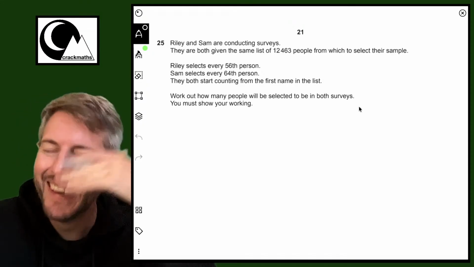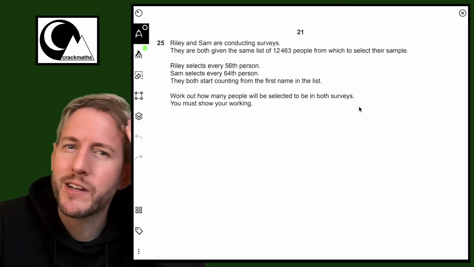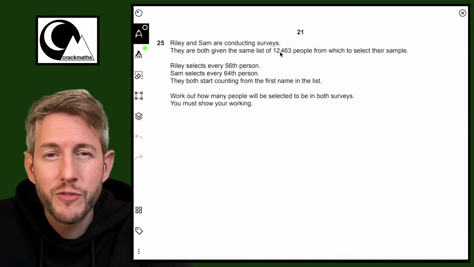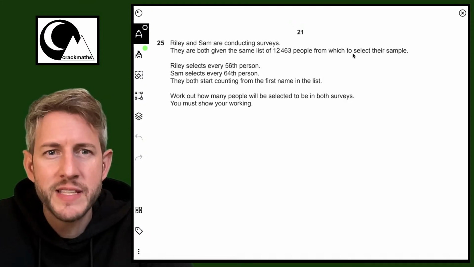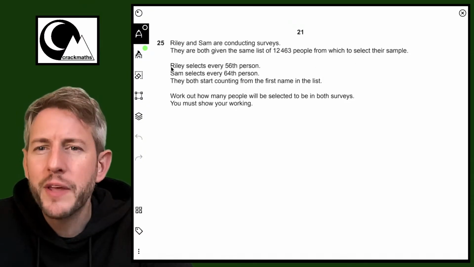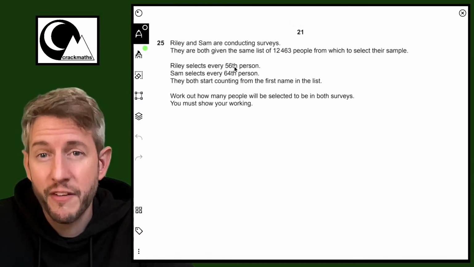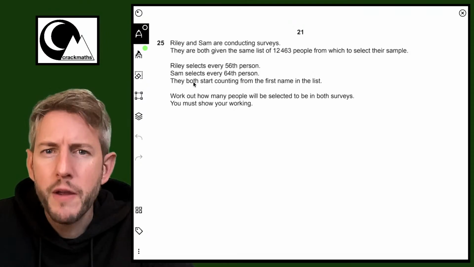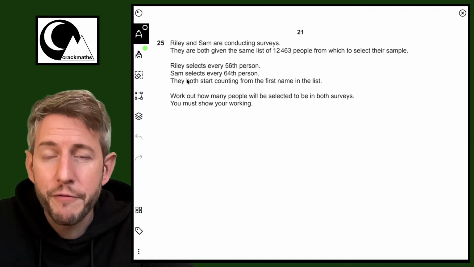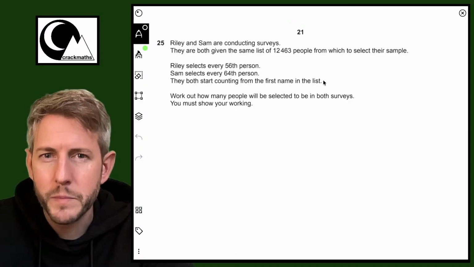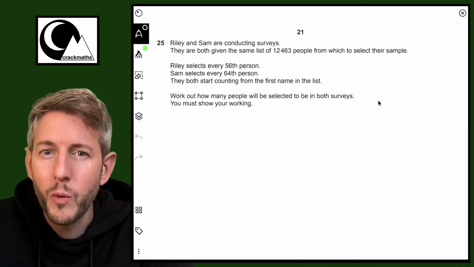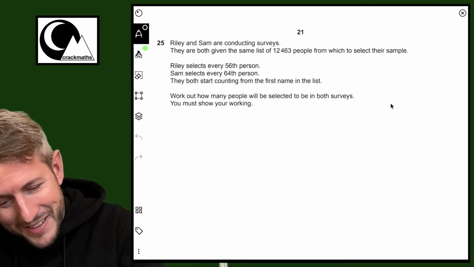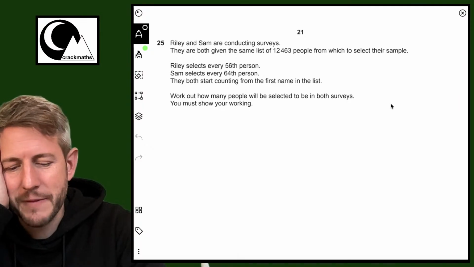What does this mean? Right. So Riley and Sam are conducting surveys. They are both given the same list of 12,463 people from which to select their sample. Okay. Riley selects every 56th person. Sam selects every 64th person. They both start counting from the first name in the list. Work out how many people will be selected in both surveys. Oh, goodness me. Right. So let's have a look at this.